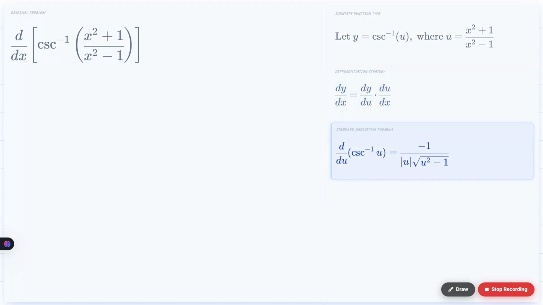We note that the derivative of CSC inverse of u is -1 divided by absolute value of u times the square root of u squared minus 1. We do this to know the formula for our outer part. Every math shape has its own special rule.